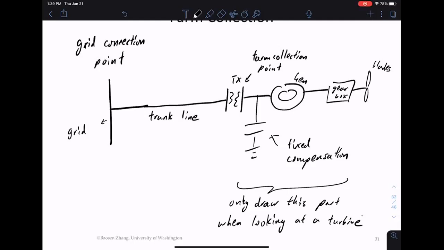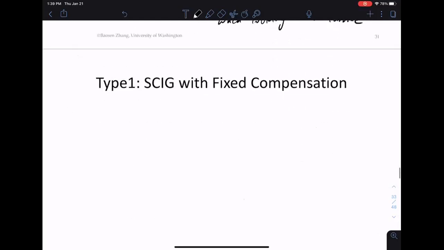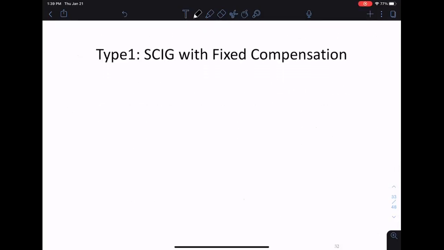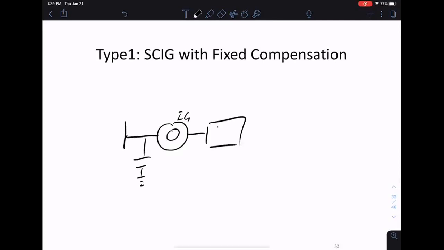So for example, if we draw a type 1 induction generator with fixed compensation, the way we'll draw it is: there's a farm collection point, there is a capacitor, there is an induction generator and a gearbox. So that's the way we'll draw it. We just assume that after the farm collection point, there is a way to get to the grid. This is our idea.